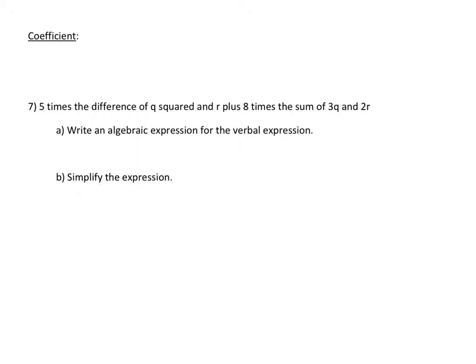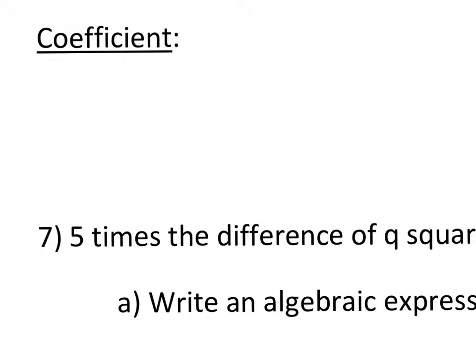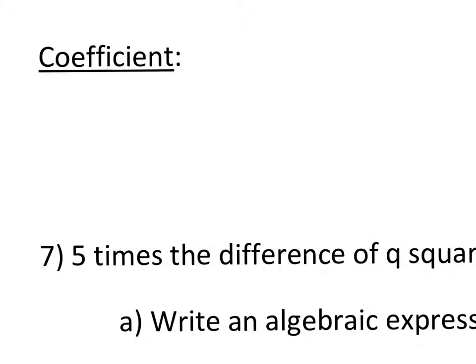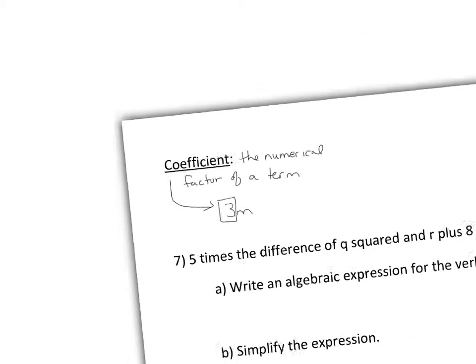And the last word we're going to define today would be coefficient. All right, so coefficient is the numerical factor of a term. And so, an example here is if I have like 3m, the 3 is my coefficient. That's what that is saying. So it's just the number out in front of a variable pretty much.